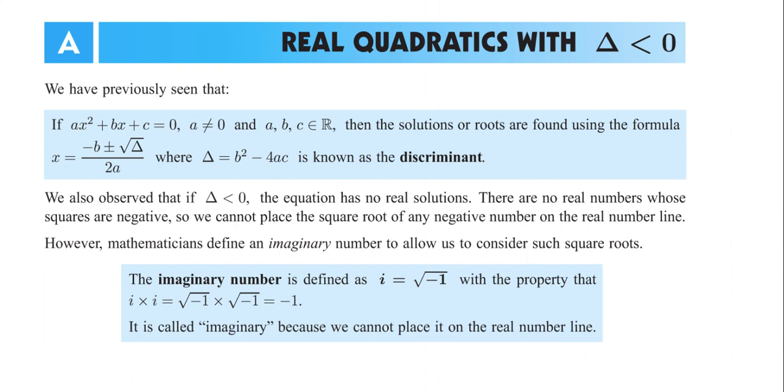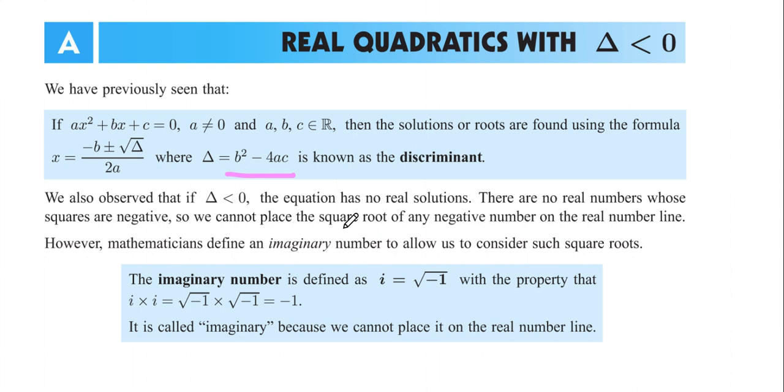So now in this field of quadratics, we will look at the discriminant being less than 0. So this particular portion is less than 0. We'll look at that. When we look at that, we have to know that it does not really have any real solutions, which means there are no real numbers whose squares are negative. So we cannot place the square root of a negative number on the number line, which is of course real numbers. So mathematicians talked about imaginary numbers, which allow us to consider the square root.